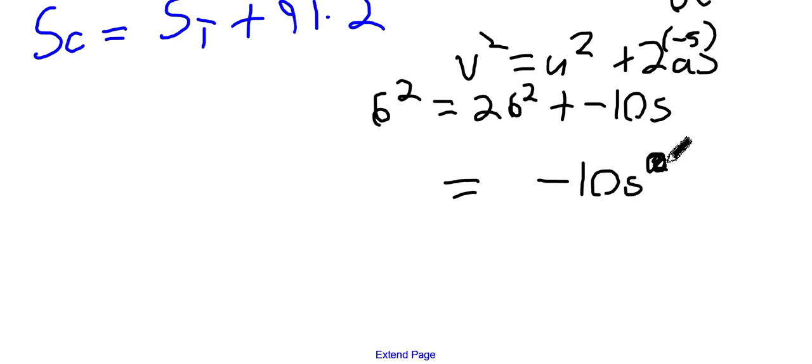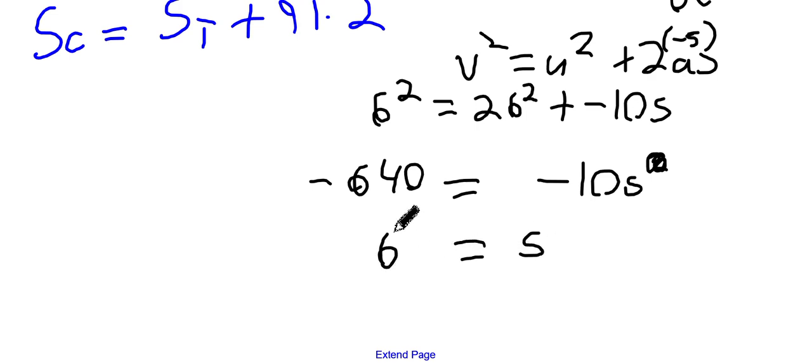6 squared. Yes, we just say negative. Anybody? Negative. So minus 640 for you, thank you. And then divide by minus 10. And you get 64 meters, yeah?